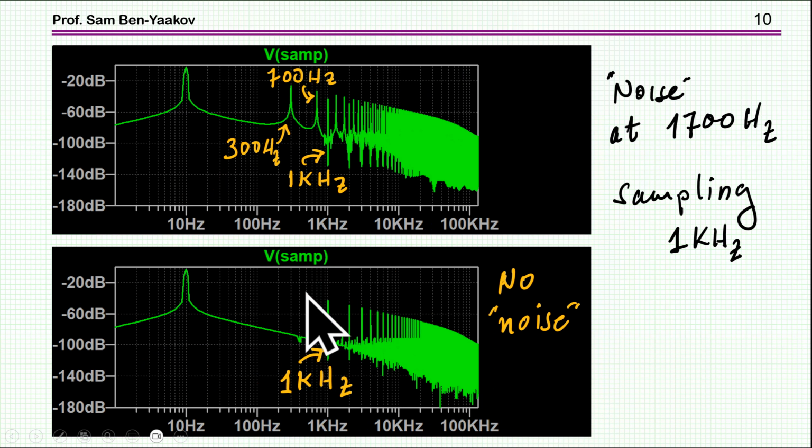Let me just go back for a second to the issue of the voltage across the sample and hold capacitor, which I've emphasized earlier, just to re-emphasize it. Without noise, just sampling, we see in the spectrum, looking at the sample and hold capacitor, the 1 kilohertz because of the sampling, the staircase, and then the harmonics of it.